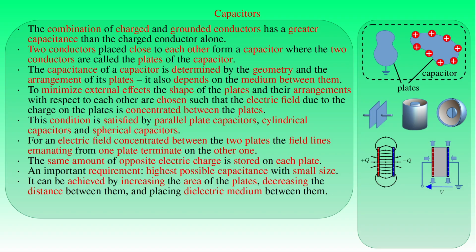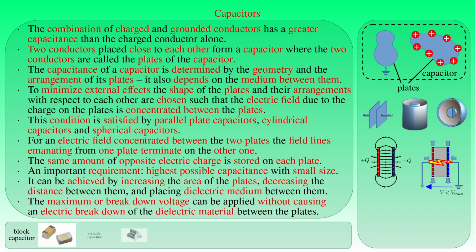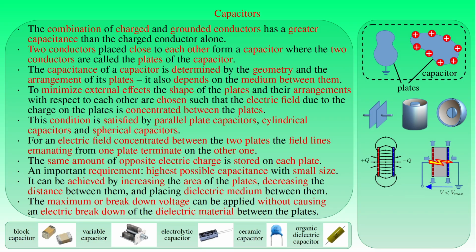We note that there is a maximum limit of charging a capacitor determined by a maximum voltage between its plates. Besides capacitance, maximum voltage is also an important property of any capacitor that can be applied without causing electric breakdown of the dielectric material between its plates. For if this maximum or breakdown voltage is exceeded, then arcing will occur between the capacitor plates, and the dielectric material and the capacitor with it may become damaged. There are many different types of parallel plate, cylindrical and spherical capacitors applied in practice, such as block capacitors, variable capacitors, electrolytic capacitors, ceramic capacitors, organic dielectric capacitors, and so on.